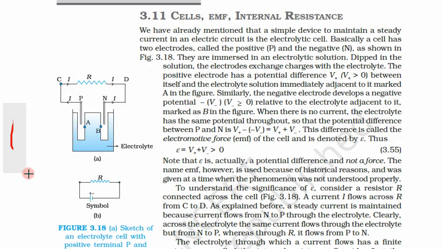Now let us see. So now we have understood the battery. Battery has a positive terminal, a negative terminal. Both are immersed in electrolytic solution. This electrolytic solution helps the charges move from one electrode to another electrode, hence producing an electric current. Total potential difference is V positive minus V negative, that is V positive plus V negative. Now this difference is called electromotive force, EMF.